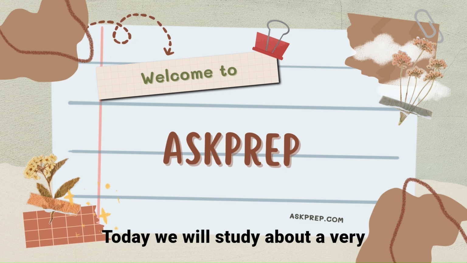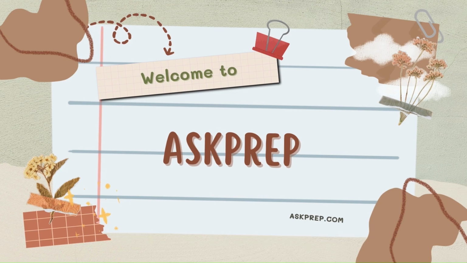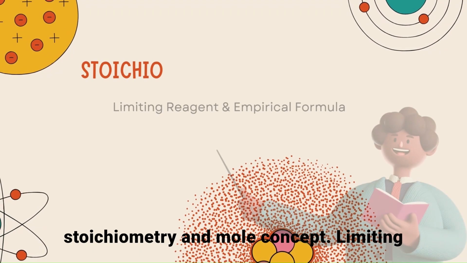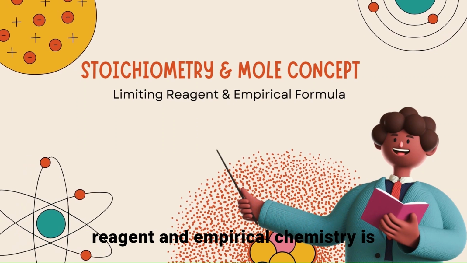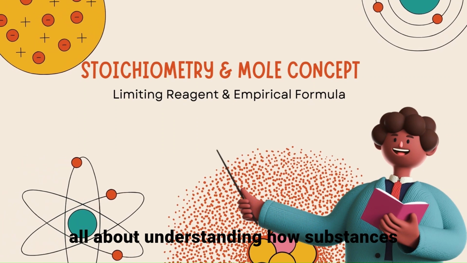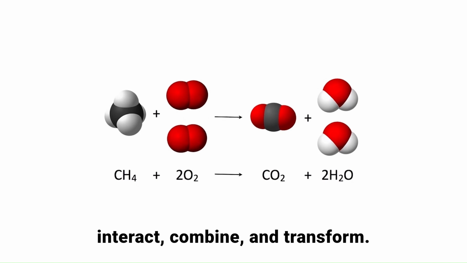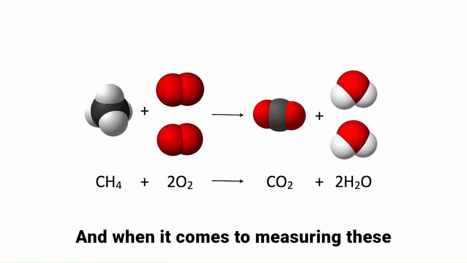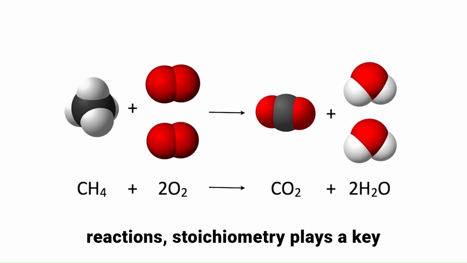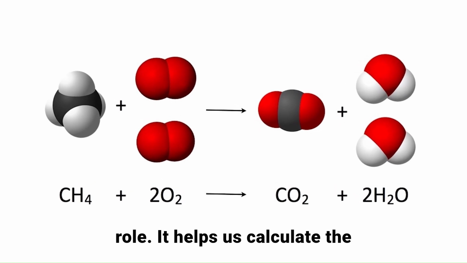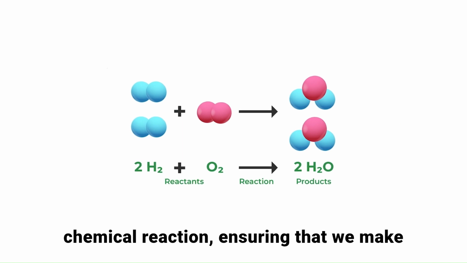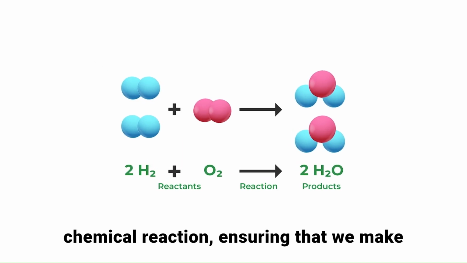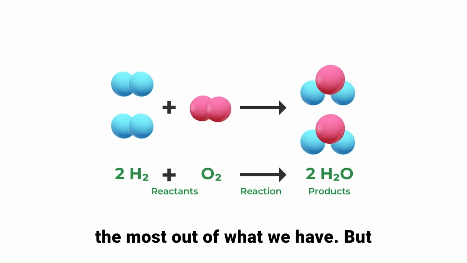Today we will study a very important topic of chemistry, which is stoichiometry and mole concept, limiting reagent and empirical formula. Chemistry is all about understanding how substances interact, combine, and transform. And when it comes to measuring these reactions, stoichiometry plays a key role. It helps us calculate the amounts of reactants and products in a chemical reaction, ensuring that we make the most out of what we have.